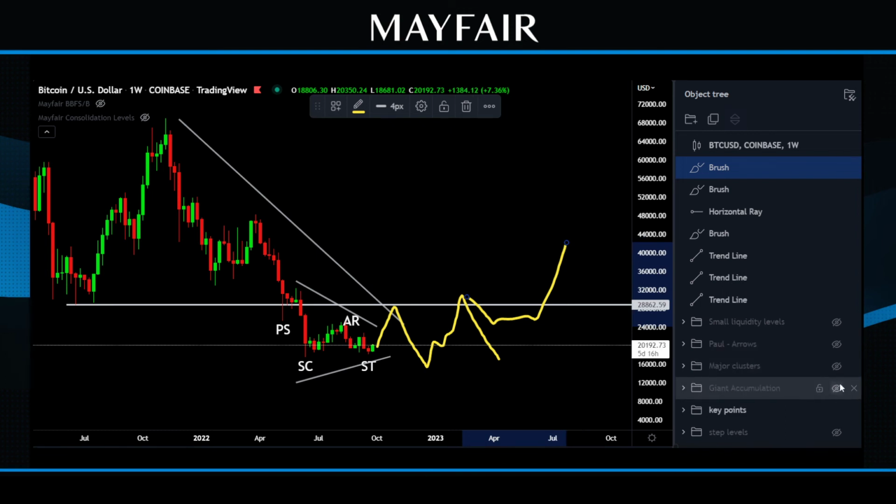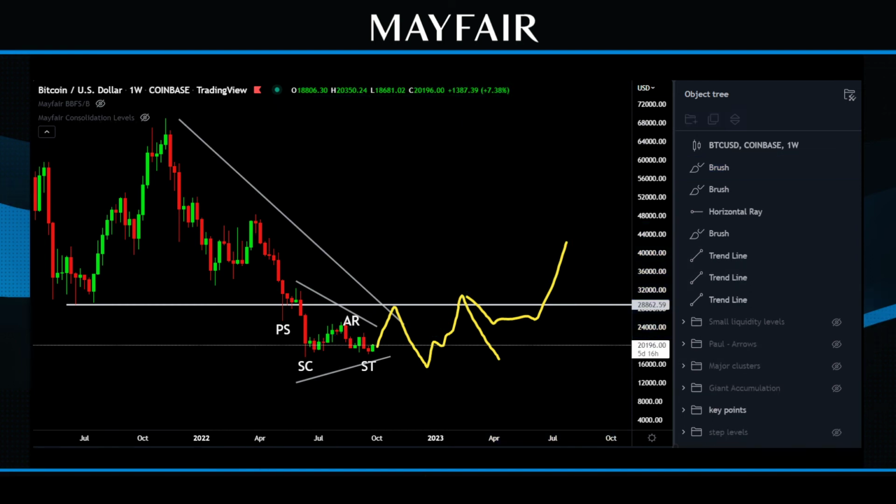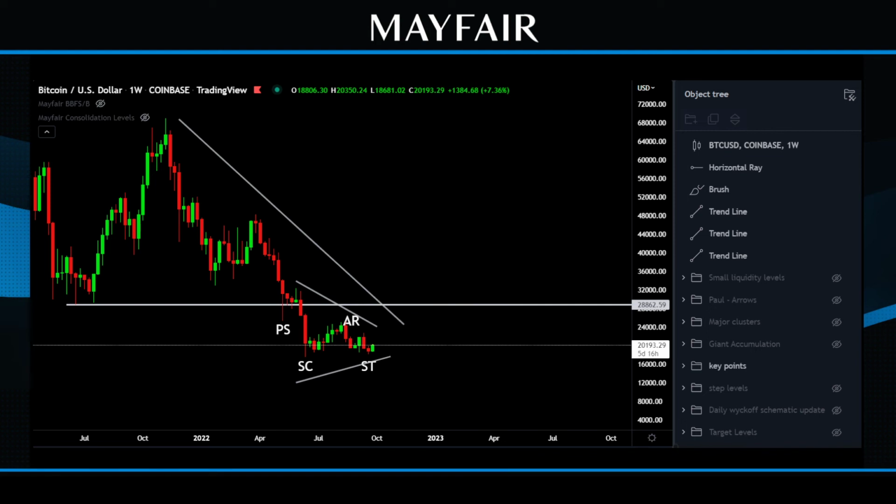Now, if I put this back on in terms of giant accumulation, it's no different. We're going to go up, we're going to come down, and we're going to go again. All I've done, look, is just dragged it from right to left. So in theory, I'd be seeing that going up there, then back down, and then going again. One way or the other, it's not doing anything unexpected at the moment.